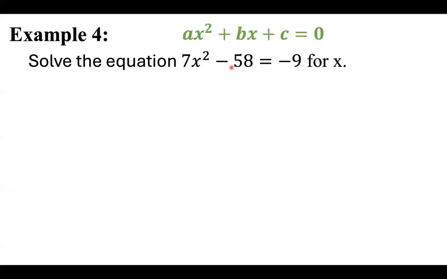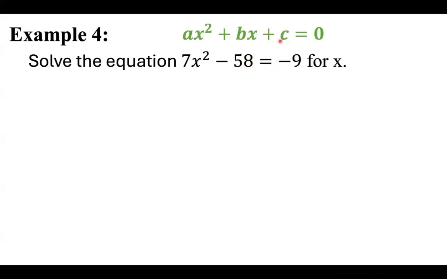Step 4 is looking at this problem, our bx term is missing, right? That means the b value is 0, the whole term would be gone. So as you can see here, the x squared term is here. And of course, if I combine those two, that would be your c value.